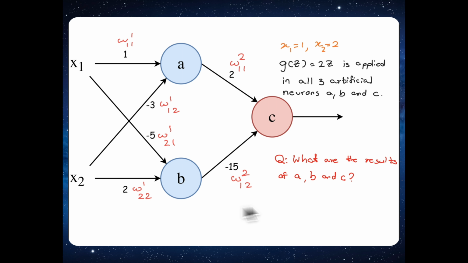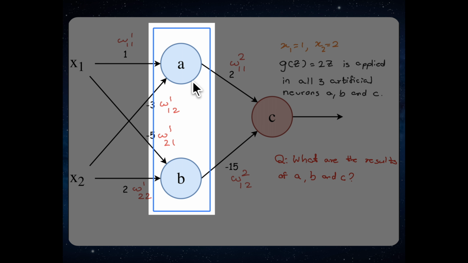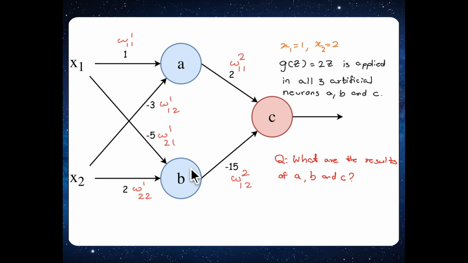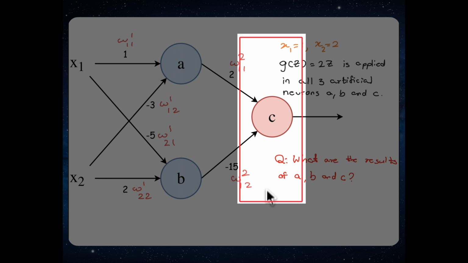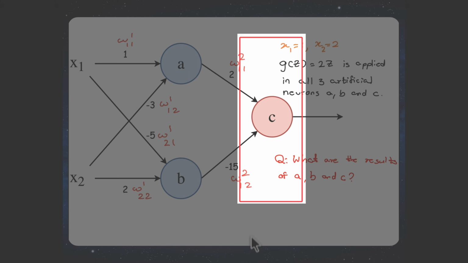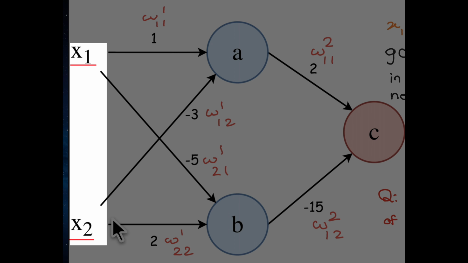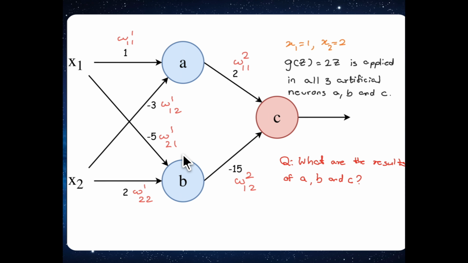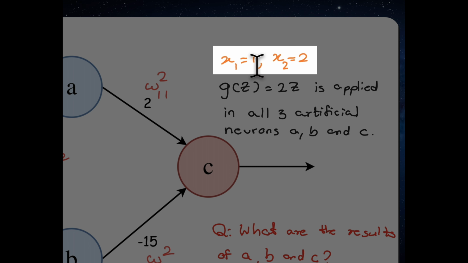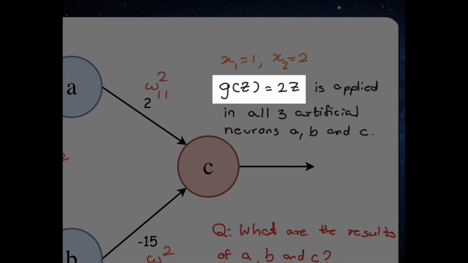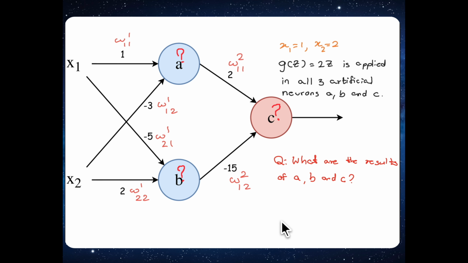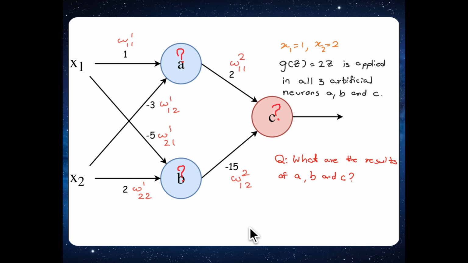In this example, we are seeing a neural network with two layers. In the first layer, we have two neurons, neuron A and B. In the final layer, we have one neuron, which is neuron C. And there are two inputs going into this neural network, x1 and x2. Their values are 1 and 2 respectively. We apply the same activation function g of z to all three neurons. And we are going to find their values.